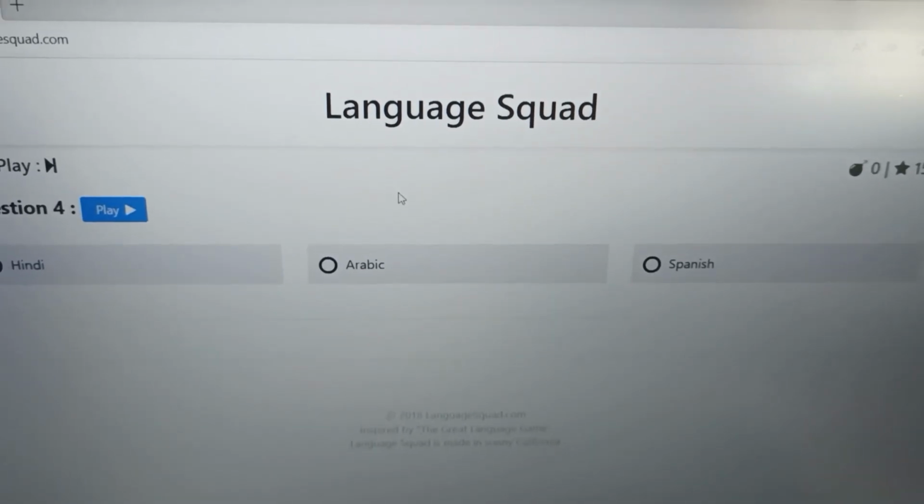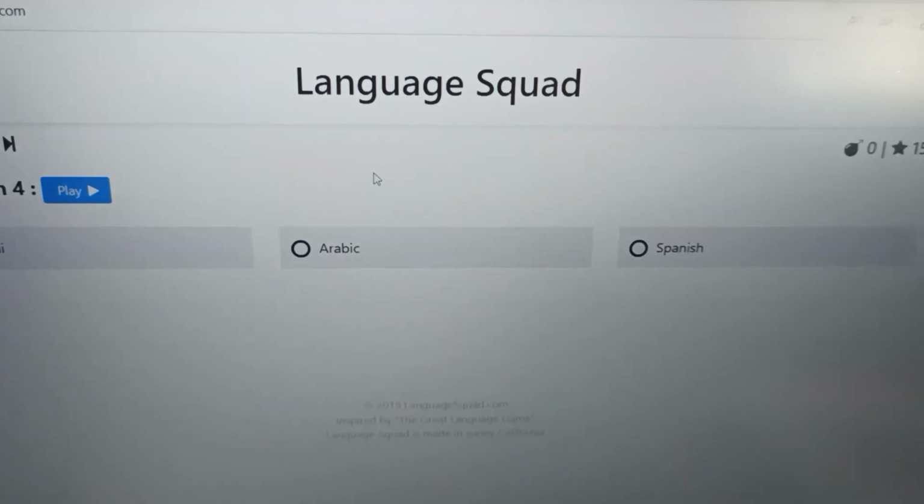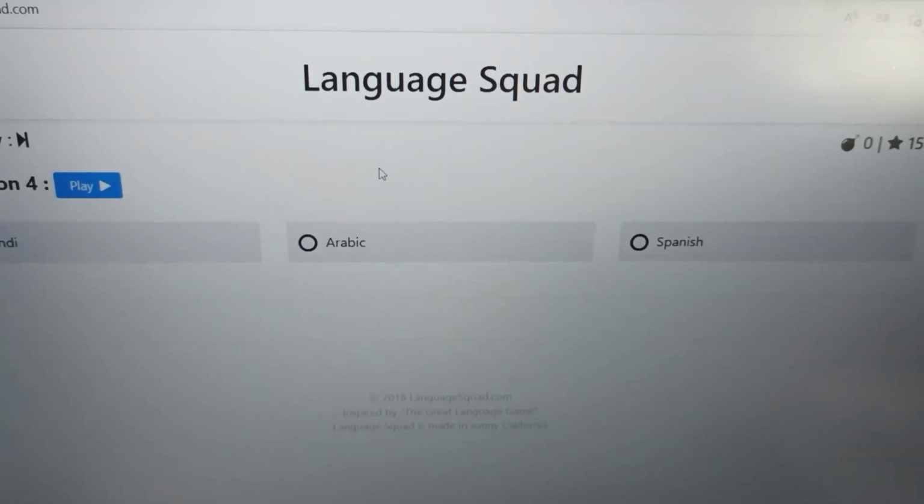definitivamente es un... Yes, the differences between Spanish and Italian are a lot.